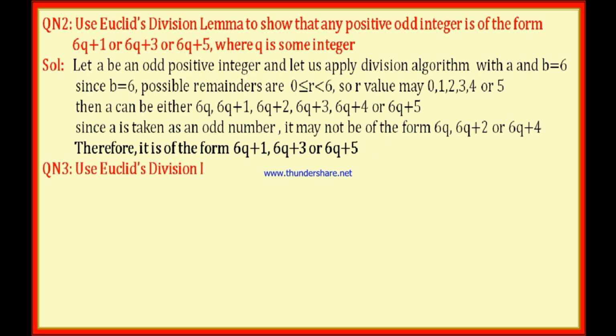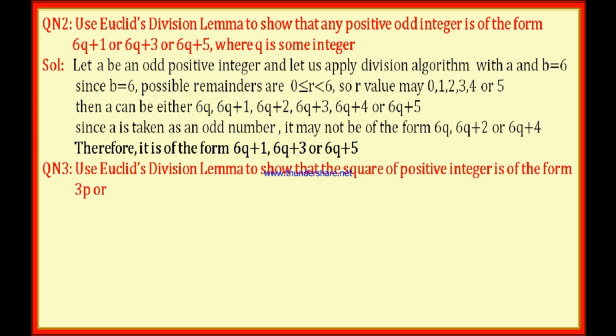Now question number 3. Use Euclid's division lemma to show that the square of the positive integer is of the form 3p or 3p plus 1. I shall repeat. Use Euclid's division lemma to show that the square of a positive integer is of the form 3p or 3p plus 1.